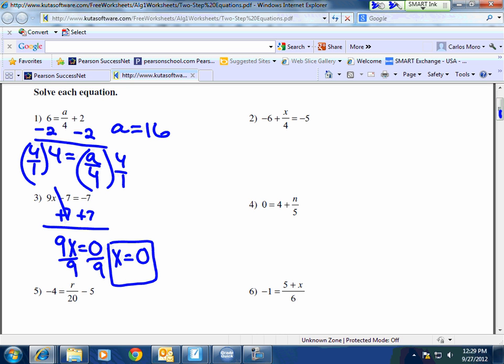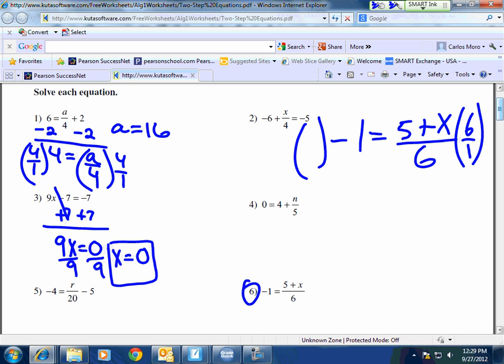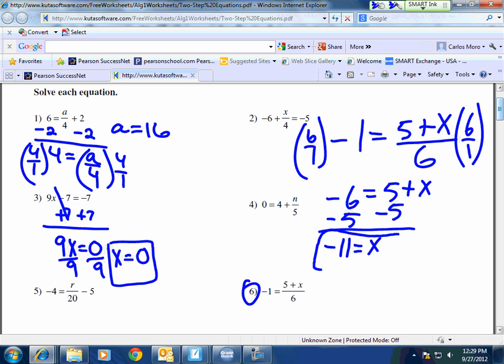Okay, how about number 6 right here? I've got negative 1 equals 5 plus x over 6. What's the easy way to solve this one? Multiply by 6 over 1. Very good. So I multiply by 6 over 1. What's 6 times negative 1? Negative 6 equals 5 plus x. Now I subtract 5 to both sides. Negative 11 equals x. Does that make sense, gentlemen? Okay.